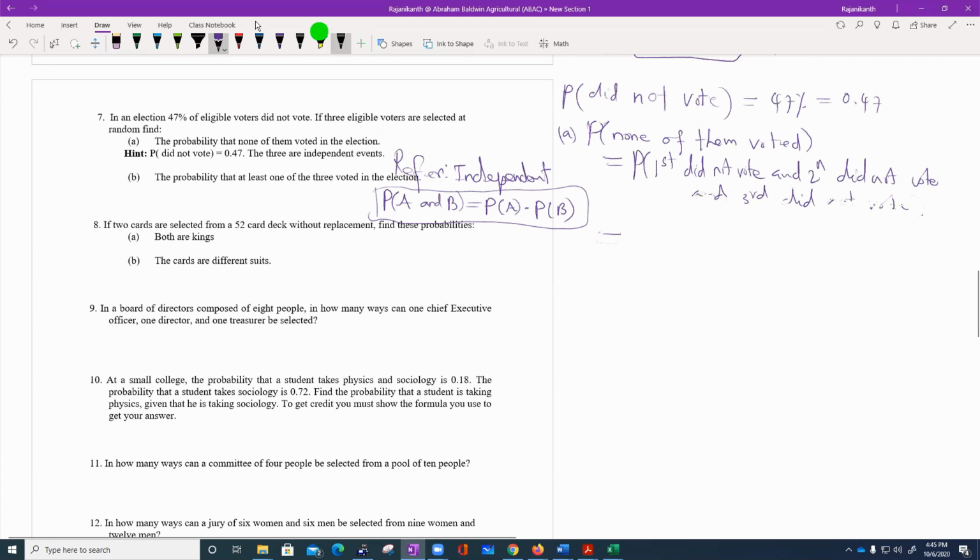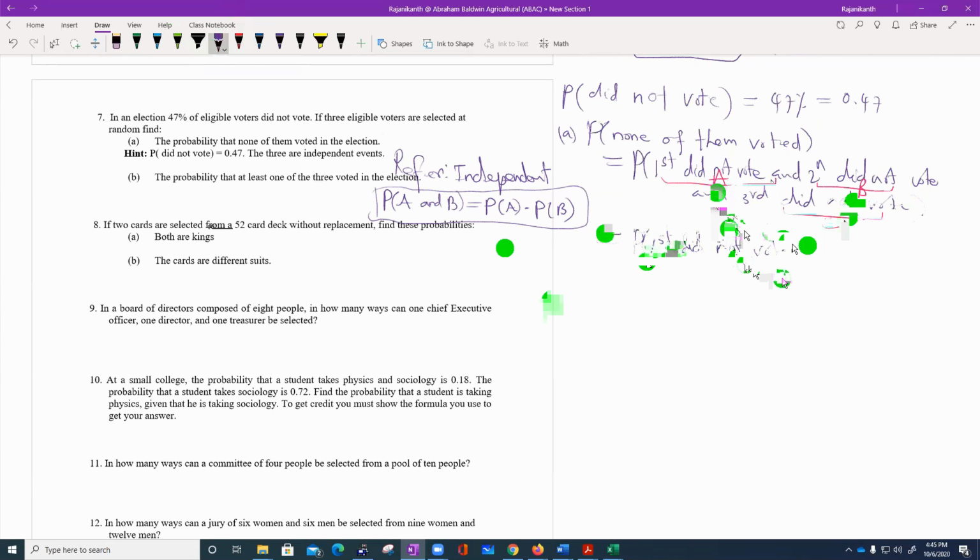So you could think of now there are three events in this problem. First guy did not vote is event A, this is event B, and this is event C. So the probability of A and B and C is simply the product of those three, right? Therefore, this is simply the probability of first guy did not vote times the probability of second guy did not vote.